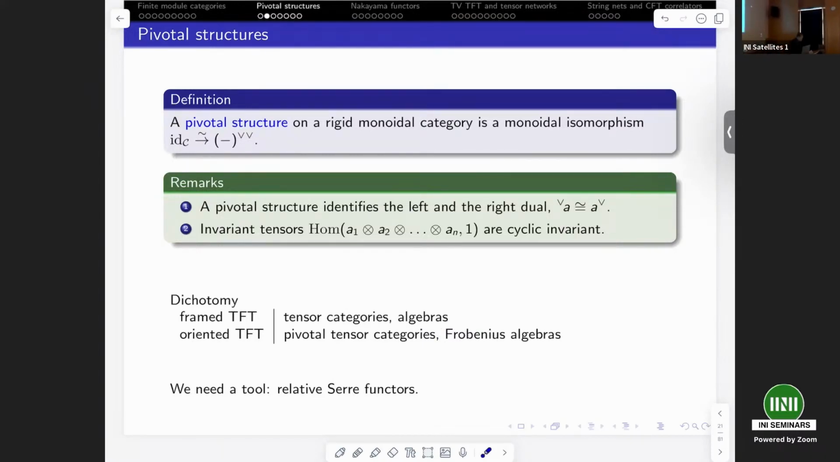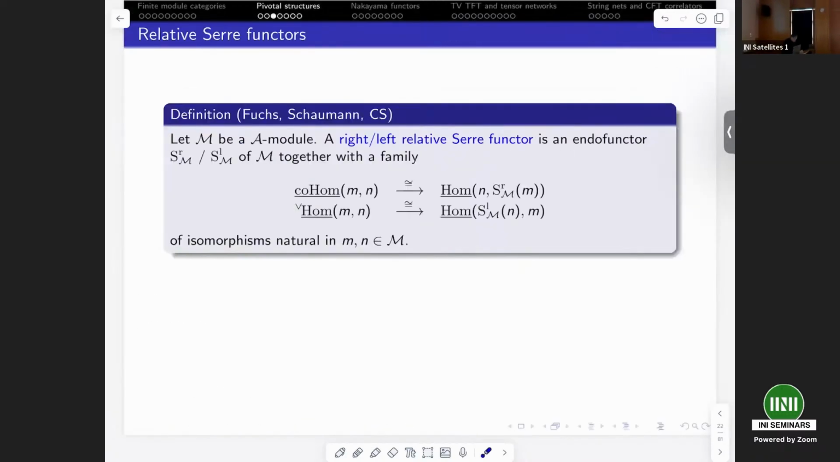And to do this, I want to introduce a tool. This is not the only path to the subject, but the tool is interesting in itself. So I want to explain the notion of a relative Serre functor. So suppose that M is an A module, in a module category, I should say. If I'm saying a module, it's mostly in a module category.